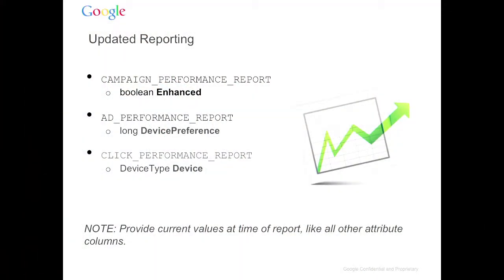In addition to these changes, we've made some tweaks to reporting to be able to report on these different features a little bit better. In the campaign performance report, we've added the enhanced field, so you can actually differentiate and segment between enhanced and legacy campaigns in that report. We've added the device preference value, 30001, into the ad performance report, so you can actually see the different performance of your ads based on whether they're mobile preferred or not. And in the click performance report, we've also added the device type column that shows high-end mobile, tablet, or desktop.